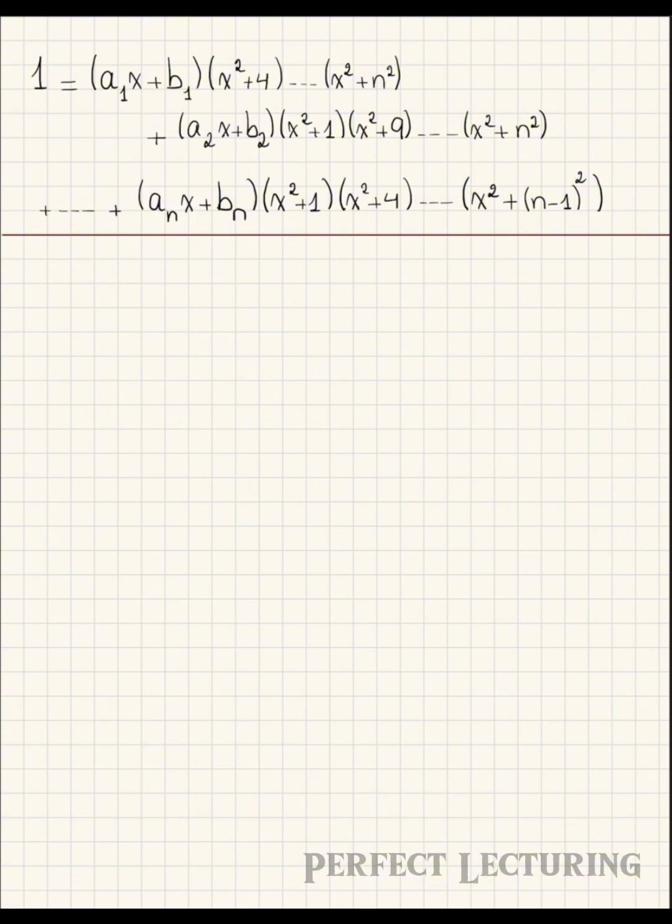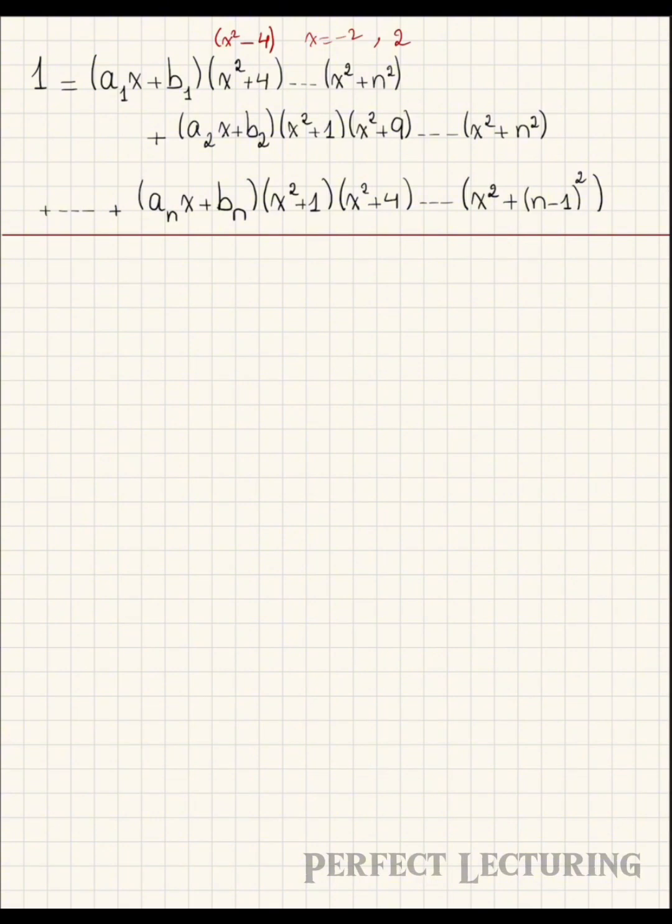What we usually do in partial fractioning, we start by replacing x by the zeros of the factors we have. For example, if this were, let's say, x squared minus 4 instead of x squared plus 4, then we can replace x by minus 2 and then by 2 so that we can eliminate many terms and end up with simpler equations, which contain fewer unknowns. But the problem here is that all the quadratic factors are irreducible, so there are no real zeros. So what can I do here?